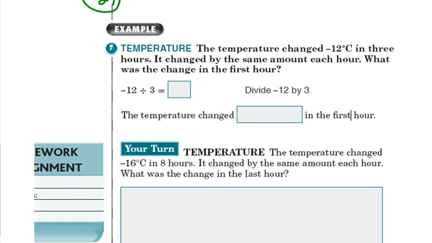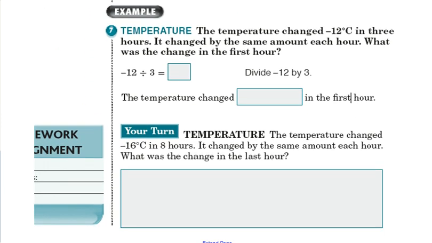All right, so now on to our word problems. Temperature. The temperature changed negative 12 degrees Celsius in 3 hours. It changed by the same amount each hour. What was the change in the first hour? So we have a negative 12 degrees Celsius and we have 3 hours. So we're just dividing it. How much did it change each hour?